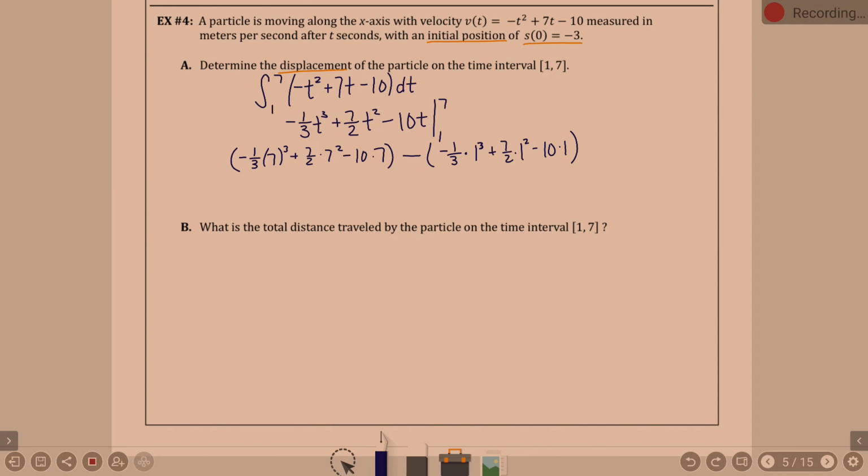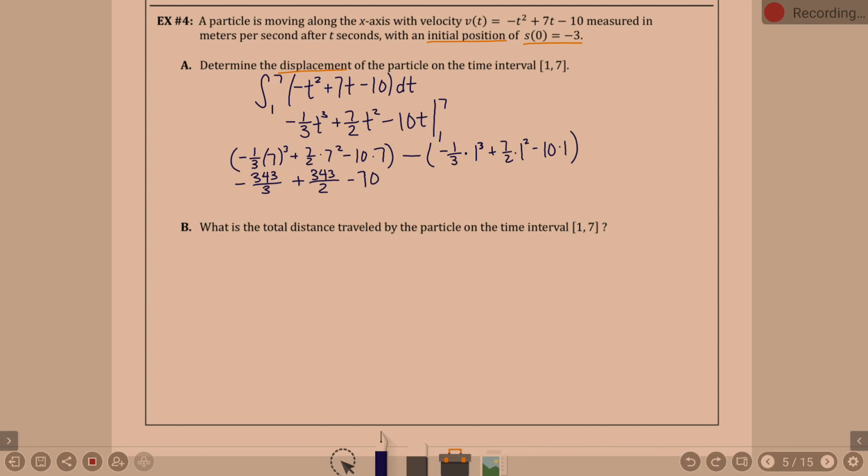7 cubed. Well, 7 times 7 is 49. Times 7 is 343. Okay. Times a negative third is going to make this negative 343 over 3, if you will. Plus 7 squared is 49. Times 7 is going to be 343. This time it's over 2. Minus 10 times 7 is 70.